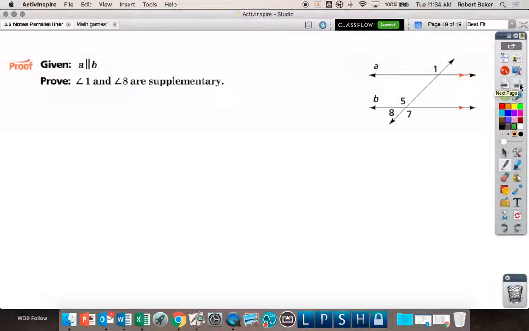Please prove that angle 1 and angle 8 are supplementary. You want to switch this down? Yep, it's the last one.